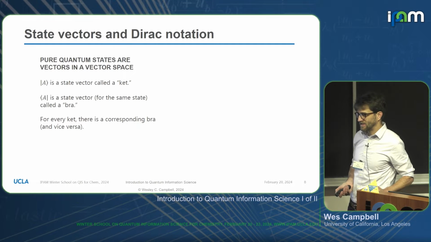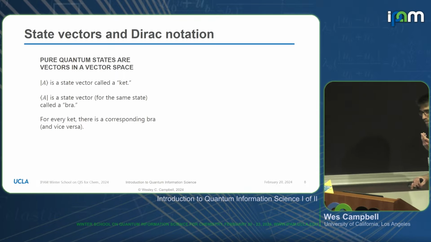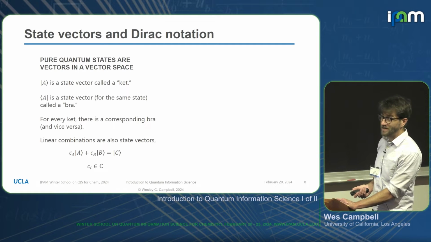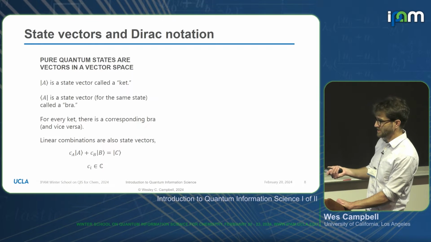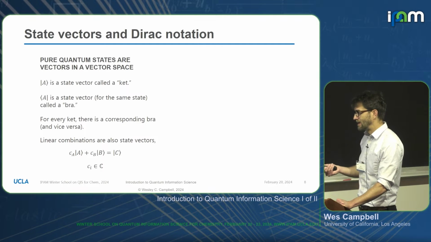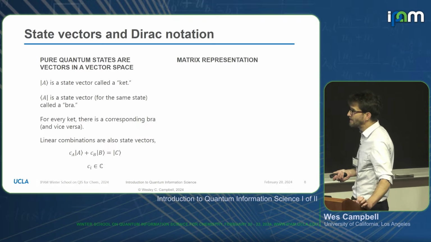It corresponds to the same state, but they are mathematically different objects in the sense that every ket has a corresponding bra, but we can tell the difference between kets and bras. It is a linear vector space, so linear combinations are also within the space. That's what that means. So I can take any complex number, CA, and any complex number, CB, and I can make another vector that is in this space.